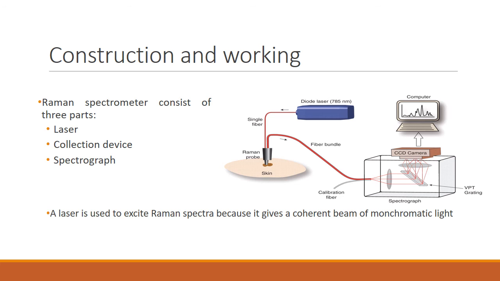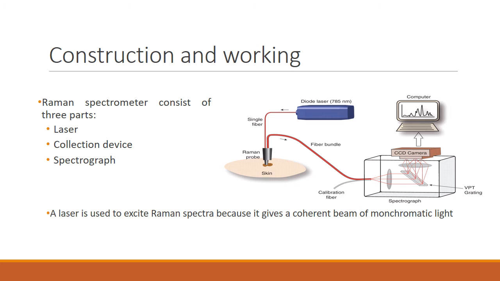Now we will study how the construction comes. The Raman spectrometer basically consists of three parts. First is a laser, which is a source of monochromatic light. Then you will have a collecting device where the data from the interaction will be collected, and then a spectrograph which will convert the data obtained into a useful output form.